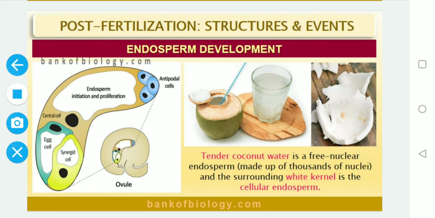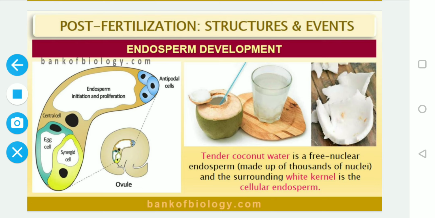See, here is the best example. Free nuclear endosperm and also cellular endosperm can be identified in the coconut. Tender coconut water is a very good example. The free nuclear endosperm is made up of thousands of nuclei, and the surrounding white kernel or copra is the cellular endosperm. Then you can ask me a question. Sometimes the tender coconut is not sweet. That means the free nuclear endosperm is not yet formed.